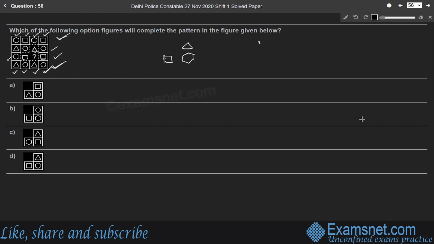Therefore, the order is, in the second row, it is a triangle. In the third row, the second position has to be a square. The third position has to be a hexagon. Therefore, in option D, the order is the same: triangle, square and hexagon. Therefore, option D is the right answer.